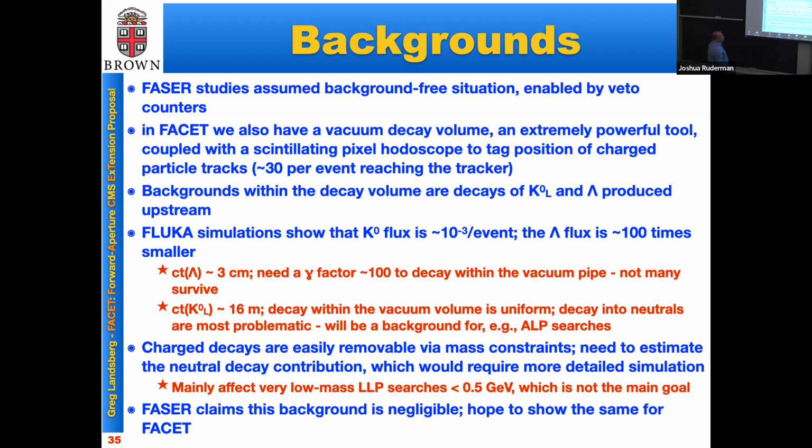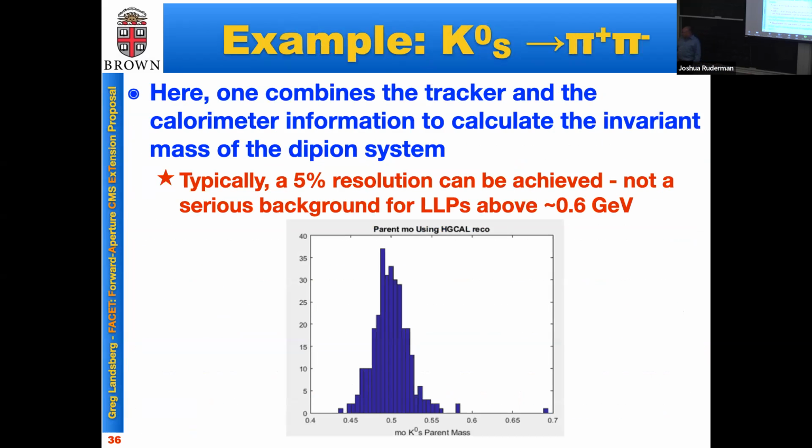Essentially, we started estimating the flux using FLUKA. We believe that most of these decays could be dealt with. In particular, we started looking at K-short and K-long decays. K-short decaying into a pair of pions. We could reconstruct this by detecting pions in the calorimeter and seeing two tracks in the tracker. And this is the resolution we get for the parent mass. You see that it's not bad at all. We achieve about 5% resolution, which means that above, say, 0.6 GeV, we are probably fairly safe against this background.